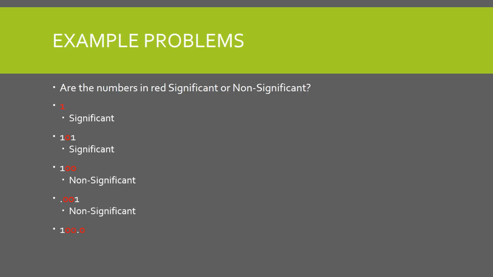And you've got 100.0. So that's a trailing zero, but there is a decimal there. And even if that last zero wasn't on there, the 100 point, the two zeros in the 100 would still be significant because the decimal's there.